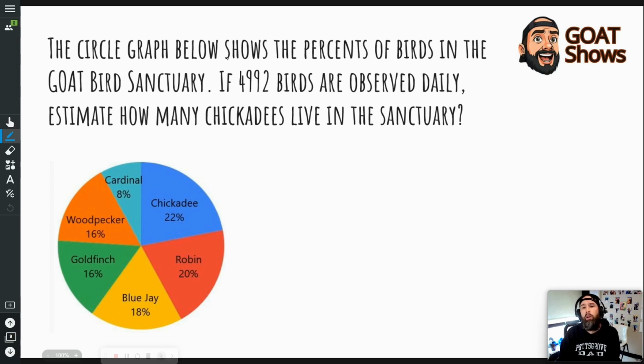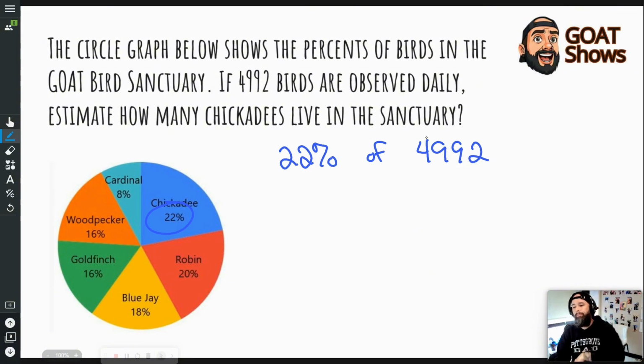The circle graph below shows the percents of birds in the goat bird sanctuary. This is the same graph that I used in my last video, but we're approaching this differently. If 4,992 birds are observed daily, estimate how many chickadees live in the sanctuary. All right, well, chickadees is 22%. Okay. And there's 4,992.